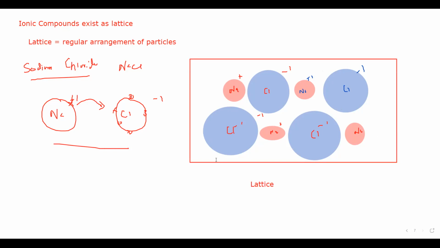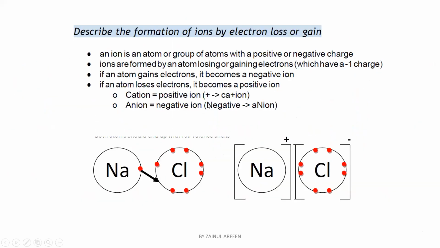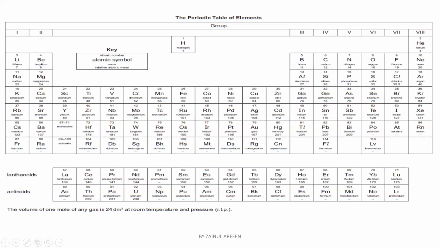So ions in an ionic compound, when they transfer electrons, the metal will lose electrons and get a positive charge, and the non-metal gains electrons and gets a negative charge, and they arrange themselves in a regular pattern, and this regular pattern is known as a lattice. Is the concept and the definition of the lattice clear? The arrangement of the ions. So basically the metal will lose the electron.